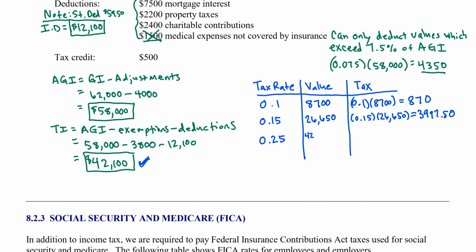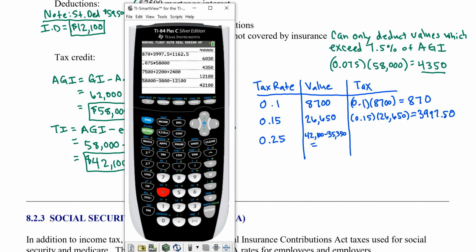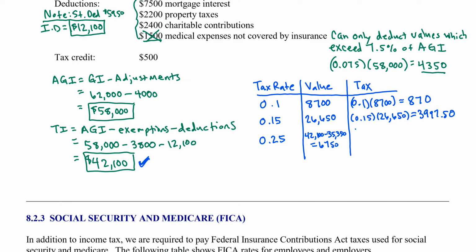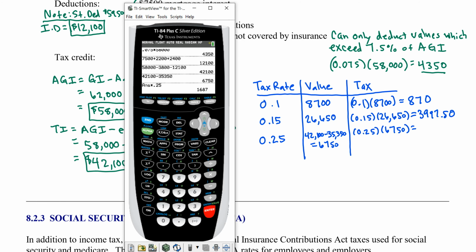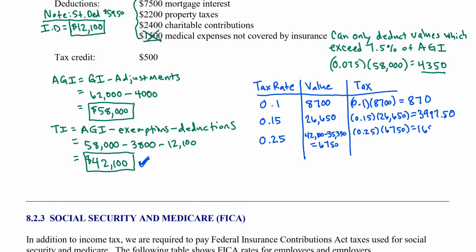So we're going to take her $42,100. We're going to subtract the $35,350 that she's already paid taxes on, and that's going to give us the amount of her income in that tax bracket. $42,100 minus $35,350 is $6,750. So we're going to charge 25% of $6,750. And that will give us $1,687.50 tax for that particular bracket.